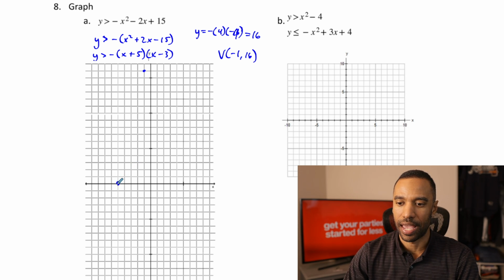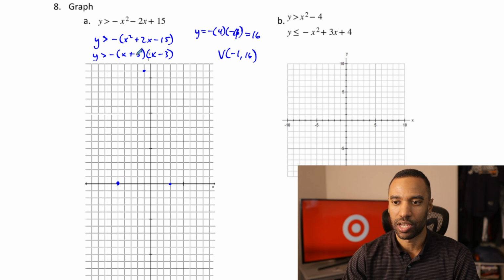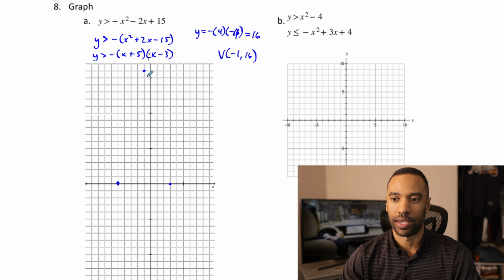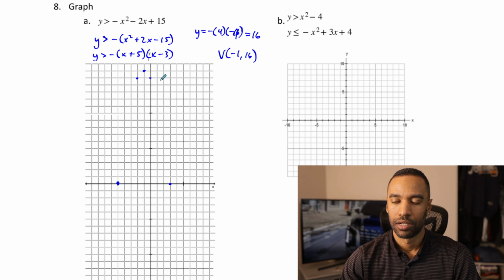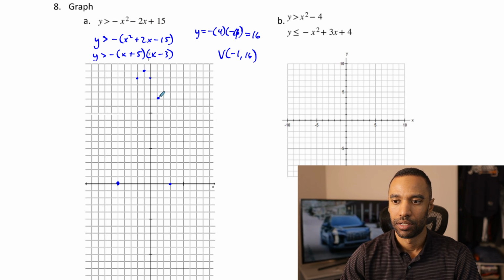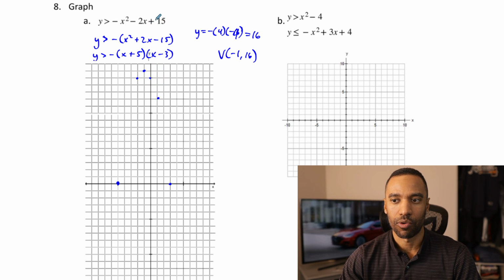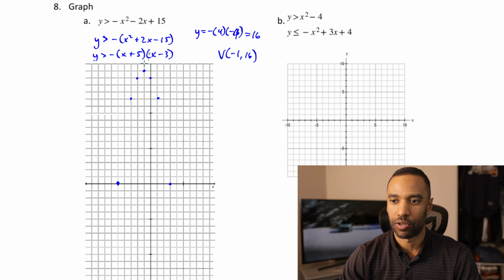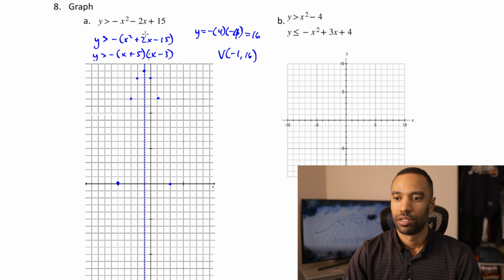Now, the other points were -5 and +3 based off these intercepts here. And I have a stretch of -1. So I can go 1, 1, 2, 4. And you know what? I should have noticed that. I had a y-intercept of 15. I should have noticed that it was going to be all the way up here. An axis of symmetry even. Hold on, let me get that. All right, so there's that.